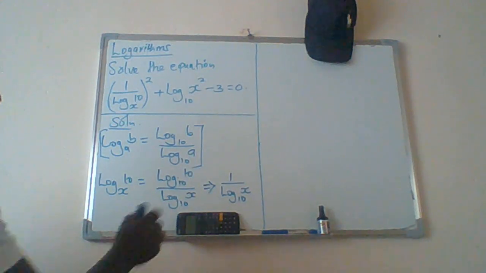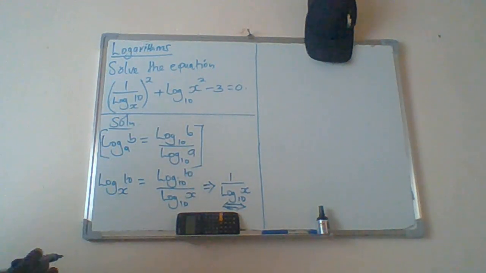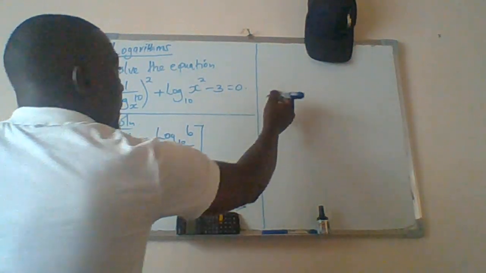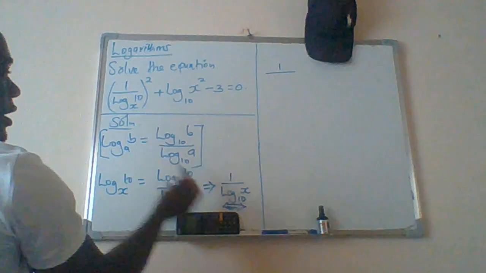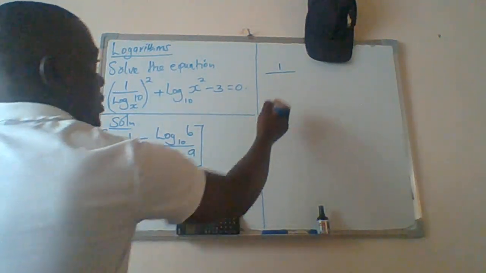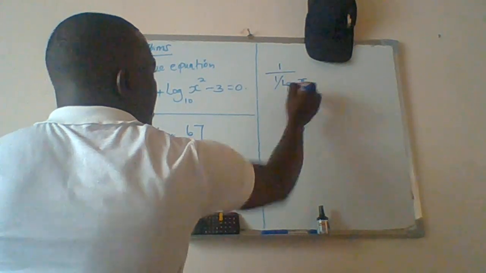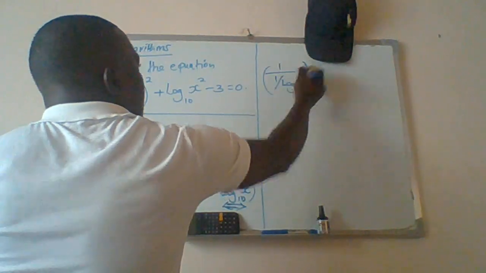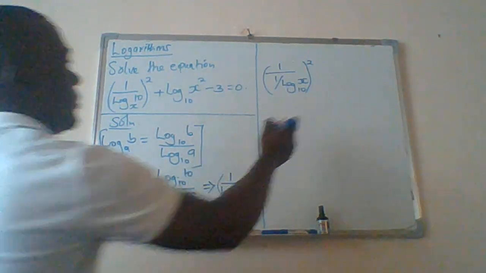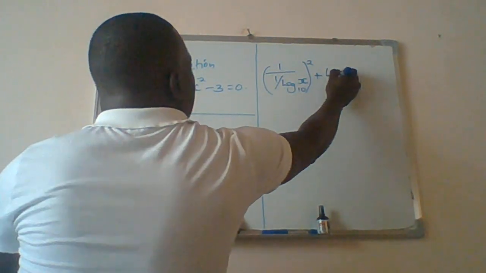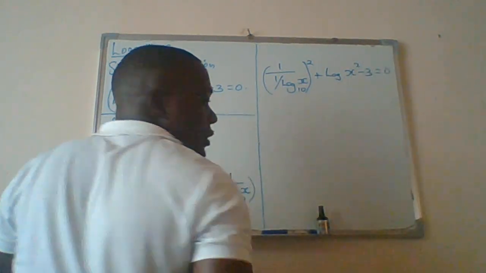Thereafter, we are going to substitute this part into this statement. It will be equivalent to 1 divided by the whole of log 10 to base x, which we have obtained here, so 1 over 1 over log x to base 10, and the whole part of this is squared. Sorry, allow me to remove this one. Then we add log x squared minus 3 is equal to 0.